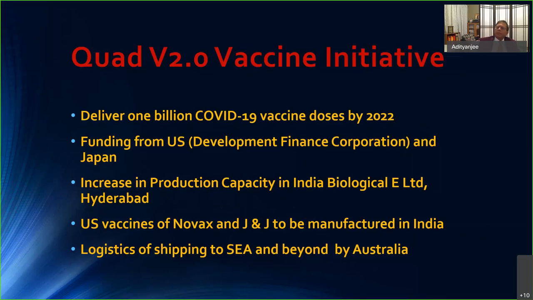So look at the cooperative model. All four countries are not doing the same thing. They are pooling their talents and resources in a way that is complementary to each other, not creating the same infrastructure everywhere. So it tells you that the infrastructure created would be cooperative, collaborative, and will endure for the future.